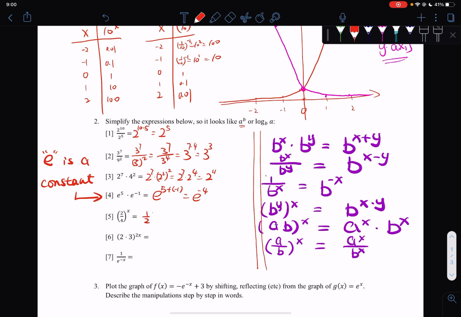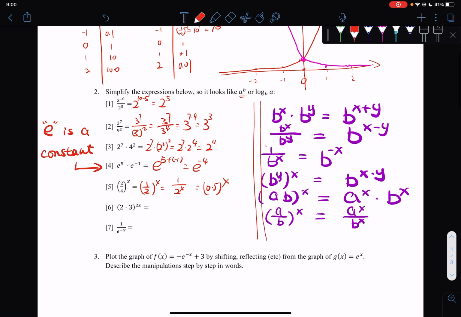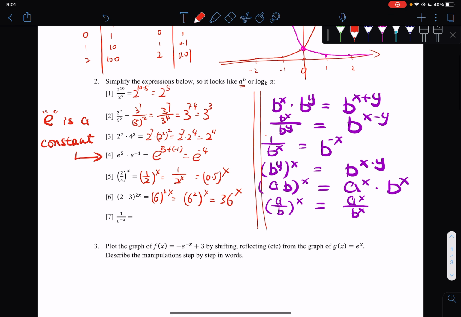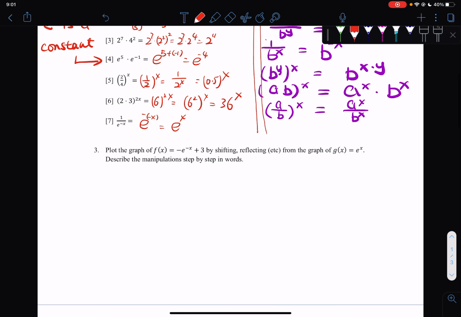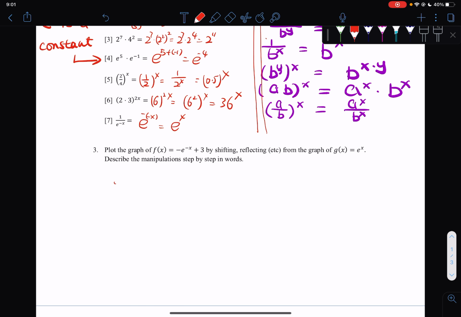This one is 1/2 to the power of x, so it's 1 over 2 to the x, or if you want, 0.5 to the x, essentially the same thing. The next problem is 6 to the power of 2 to the x, which is the same as 6 squared to the x, which is 36 to the power of x. The next problem is e to the negative x with the sign flipped, so it's e to the x. The last problem asks you to switch the graph following the instructions.